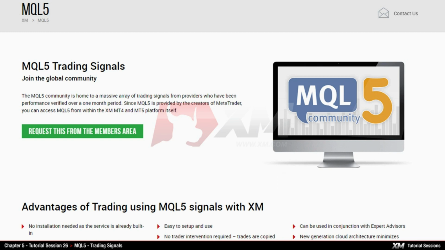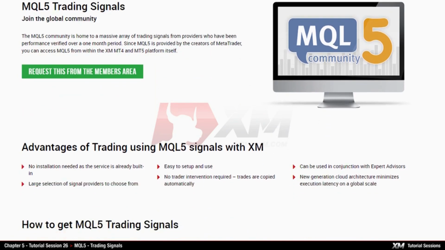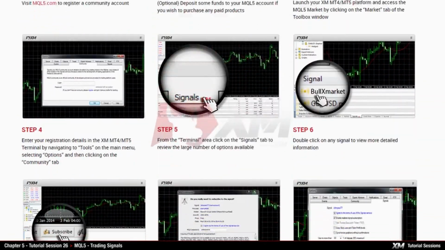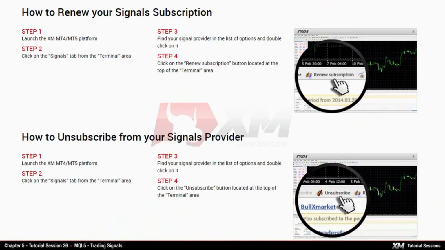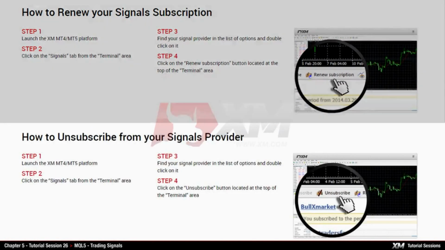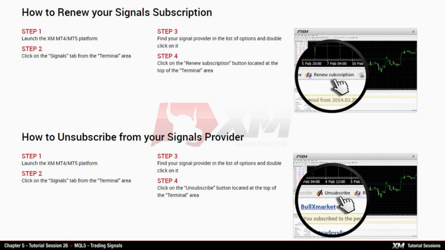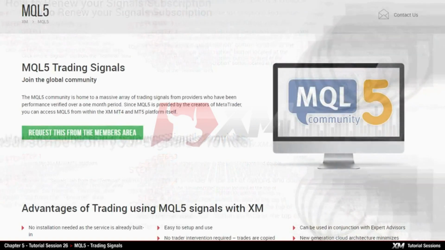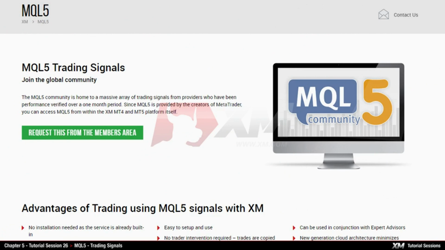www.xm.com/MQL5. From there you can find some important information regarding MQL5. This includes a step-by-step guide on how to subscribe for trading signals, how to renew a subscription, and how to unsubscribe. And because MQL5 and the MT4 platform are both produced by MetaQuotes, they are designed to work together seamlessly and reliably. The first step is to register.